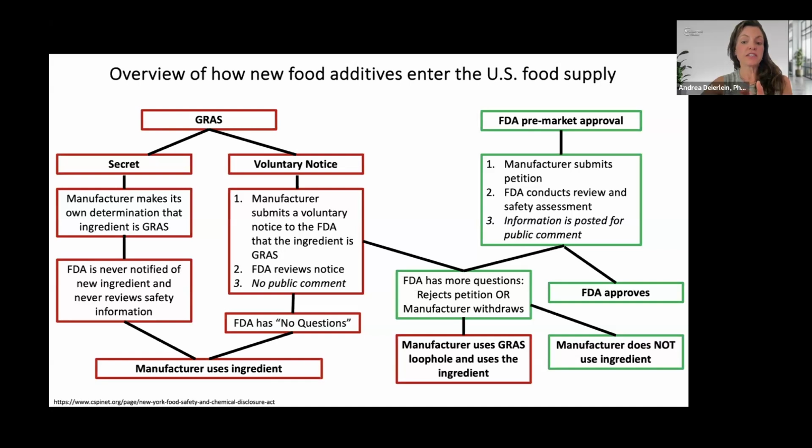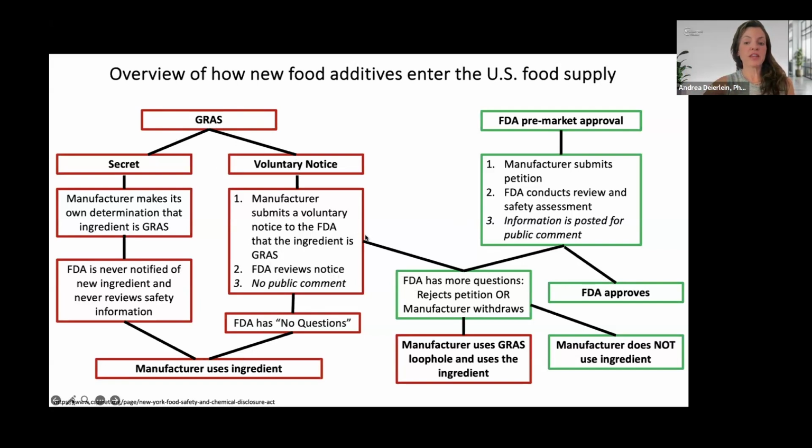And so if the FDA doesn't approve it or has more questions, then they can reject the petition, or the manufacturer can withdraw, or the FDA can approve it, and it's deemed as safe and it can go into our food supply. But as I mentioned, it's over here in the red, this generally recognized as safe category, where the manufacturer can do this voluntary notice, and then if the FDA reviews it and they have no questions, they can still use the ingredient.